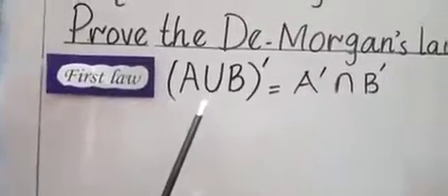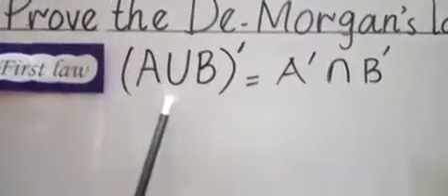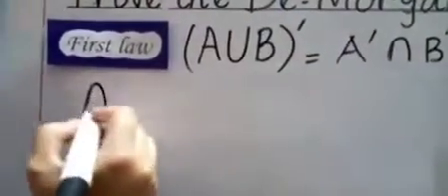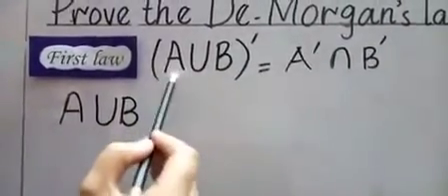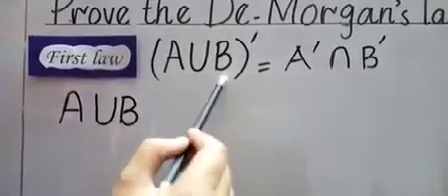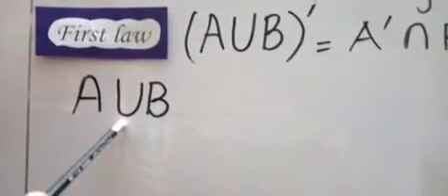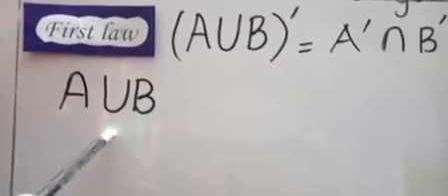We will take left hand side. This is left hand side and this is right hand side. So firstly we will take left hand side. Students, firstly we will take brackets values. In brackets we have A union B. So firstly we will write the values of A, then B. As I told you, in union sets what we will do? We will take all the elements together.